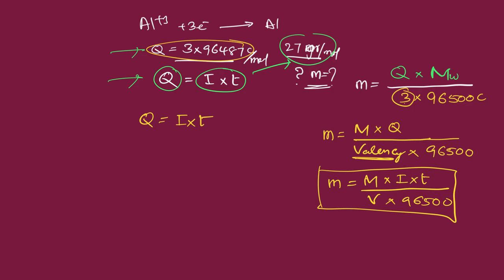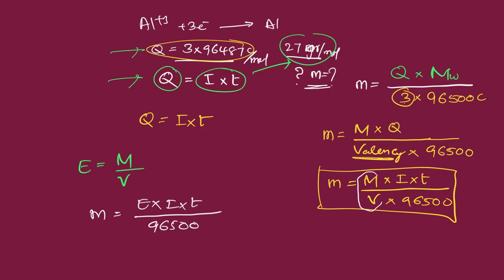And now this formula can be represented using equivalent weight, which is equal to molar mass divided by its n factor, called here valency. Therefore, the formula can be changed as: mass deposited or liberated is equal to equivalent weight into I into T divided by 96,500, because this part is now written as the equivalent weight. So this is the formula.